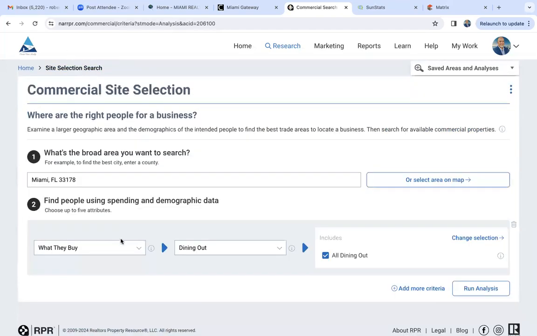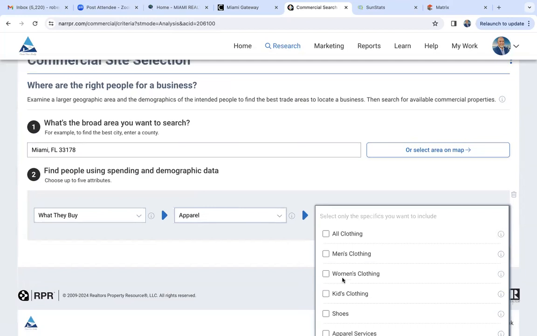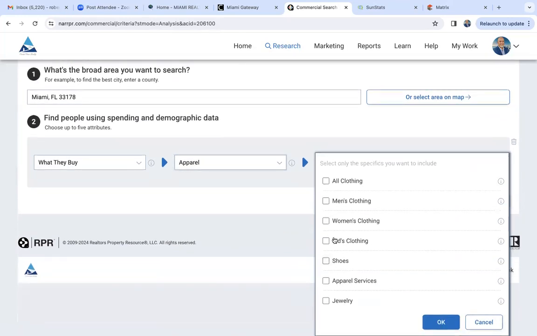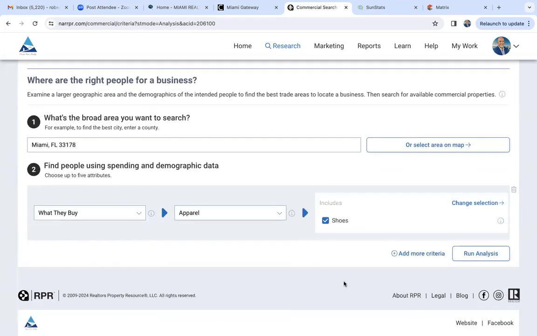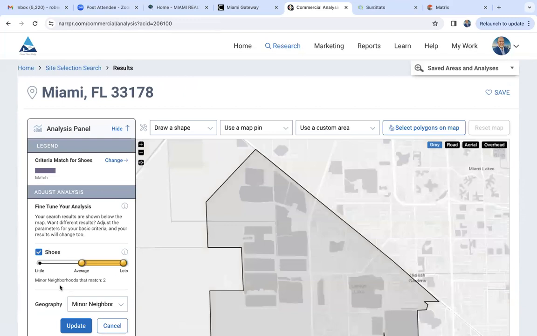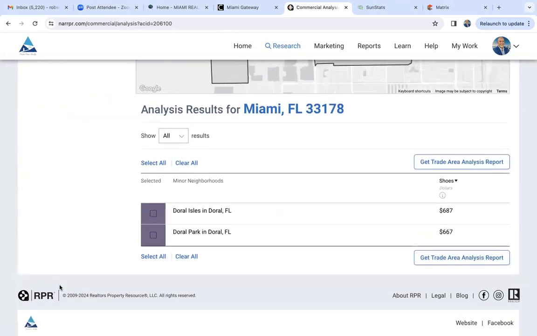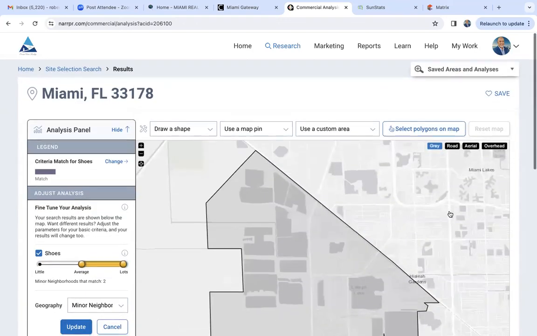Okay. Now I'm going to go back over here to site selection. Let's say you are opening a shoe store. Let's switch that out to apparel. And you want to go with shoes. You got women's clothing, men's clothing, and then shoes. Let's click on apply, and let's click on run analysis. All right. So taking a look here, guys, it doesn't seem like a lot, right? I mean, $687 a year in shoes definitely is not a lot.